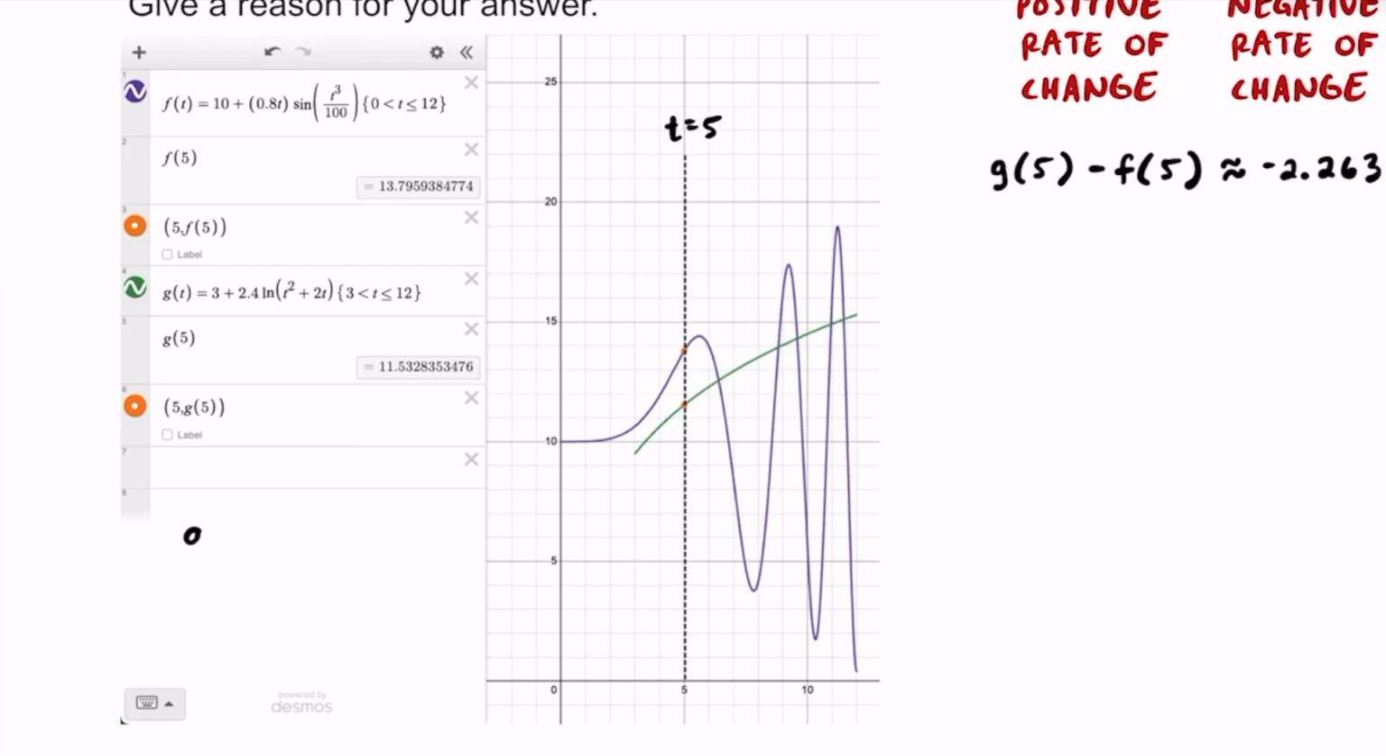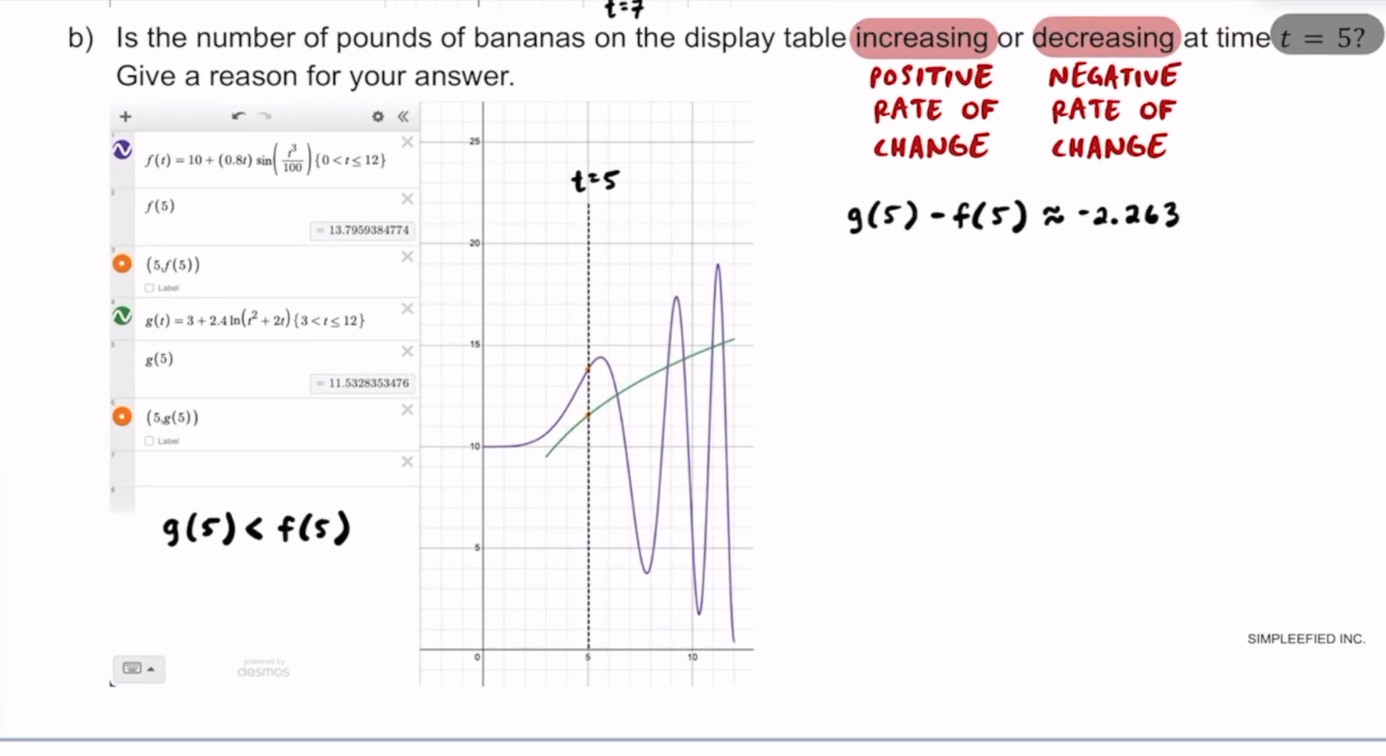So the important big idea that you want to take away here is that because g of 5 is less than f of 5, that lets us know that the rate of bananas is going to be decreasing at time equal to 5. They're not putting out as many bananas as are being taken from that display table. Basically, the rate at which the employees are putting the bananas out is lower than the rate at which the bananas are being taken. So let's go ahead and summarize this real quick.